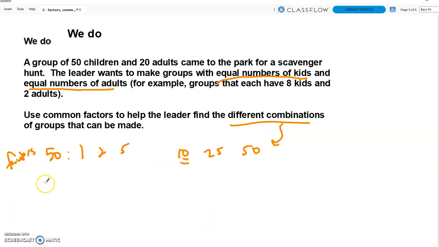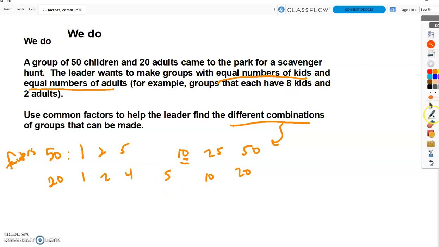So that's them. And then the factors of 20 are 1 and 20, 2 and 10, 3, 4 and 5, and then 5 is on my list, and that is those. Right, so that's the different numbers of ways I can divide the groups of kids and adults up. So let's look for what's in common. 2 is in common, 5 is in common, and 10 is in common. So those are the numbers of groups I can make.